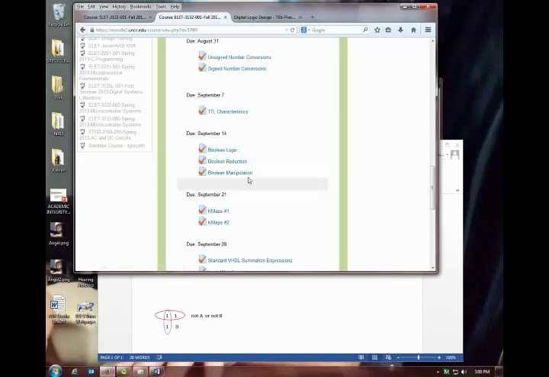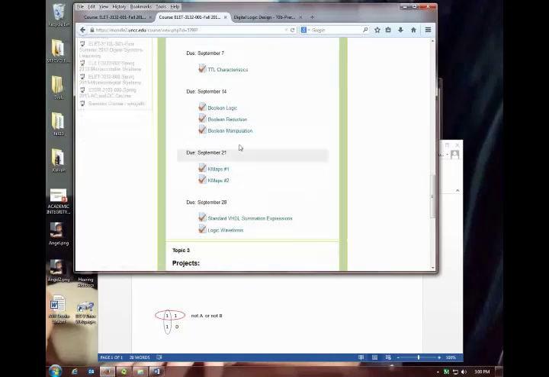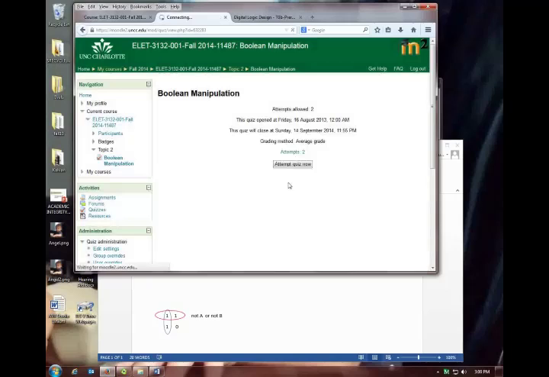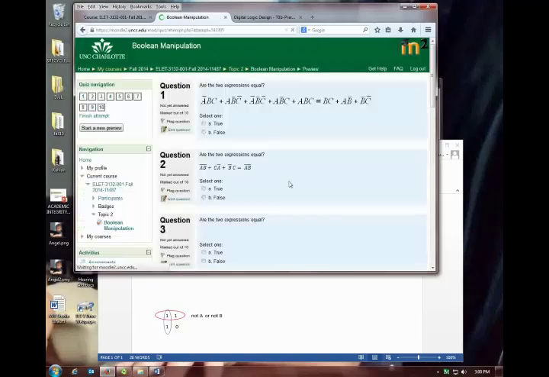This one here, Boolean manipulation, is the hardest quiz I think I've ever come up with. Okay, so they're all exactly like this. I've got this crazy looking thing over here, and I'll say equal to this. That's either a true or a false statement. So you don't necessarily reduce this down to the simplest equation.